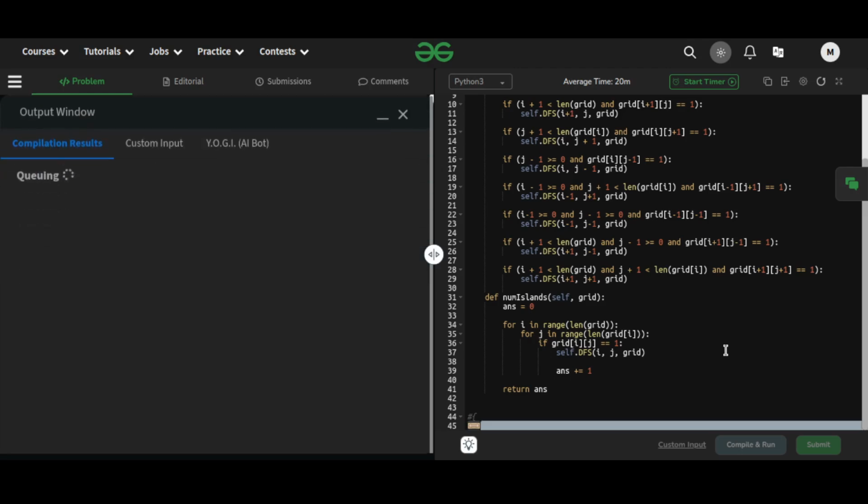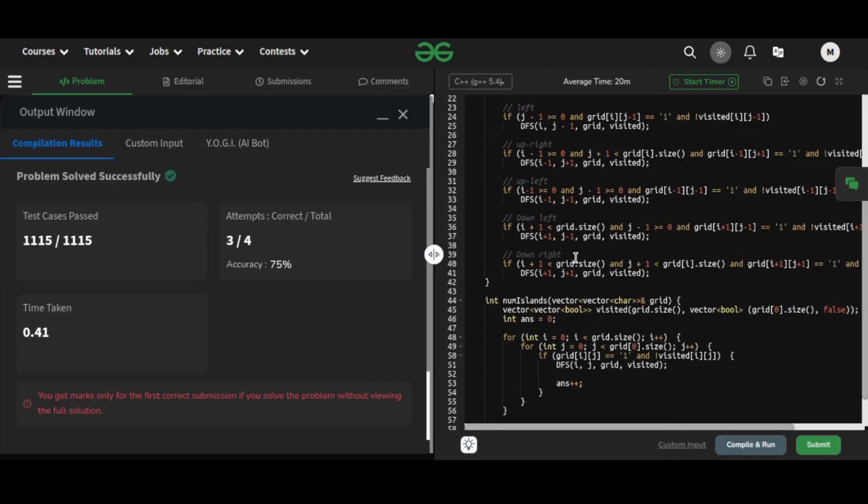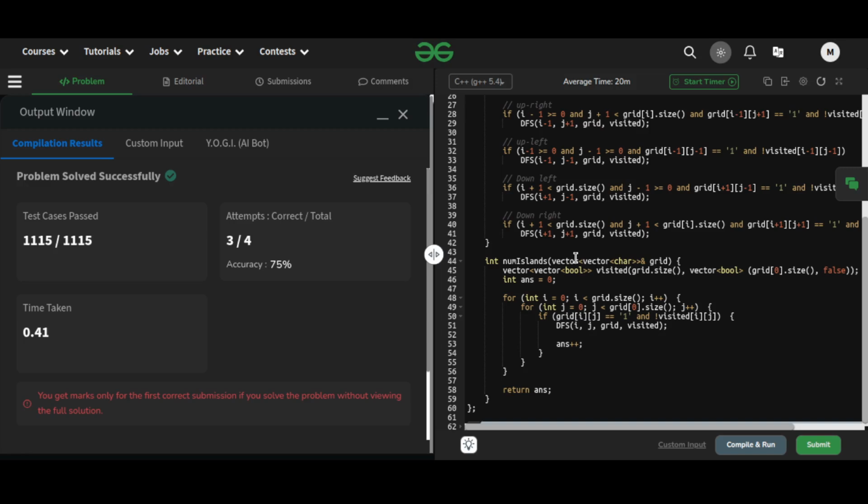Now let us submit our solution. So our Python solution got accepted. Now let us look at the C++ solution. So the C++ solution is also the same, folks. Over here I have used the visited array and the logic remains the same.